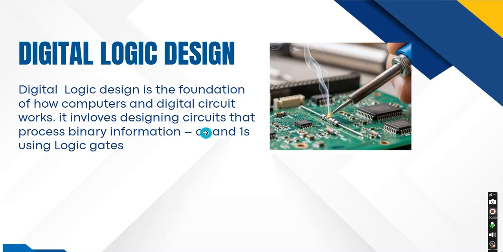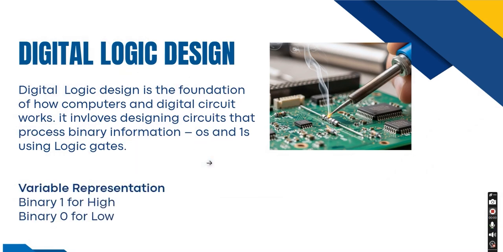So let us dive into what we mean by zeros and ones. We have variable representation. In binary, 1 is for high, while binary 0 is for low. So you have to keep this in mind. Whenever you hear binary 1, it's referring to high, we can call that a high voltage. Then binary 0 represents the low. So don't get confused whenever you hear 1 or high, or 0 for low.